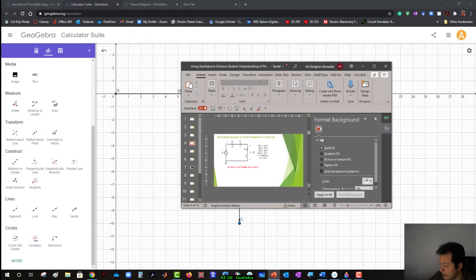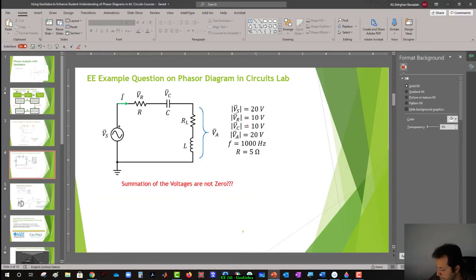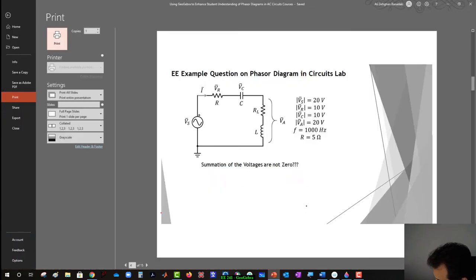What was the third thing that I needed? So I have VS, I plotted VR, I plotted VC, now VA. My VA magnitude is 20 volts, but I don't know exactly what the angle of that is if I don't know RL. And I know VS is also 20 volts. So it looks like I knew that my circuit was something like this.